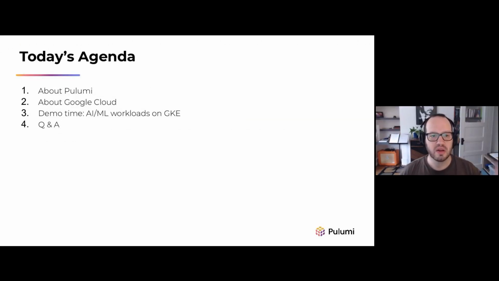Okay, so today's agenda, here's what you can expect. First up, I'm going to show you some slides, going to give you an introduction to Pulumi if you're not familiar. Jay is going to then present some slides about Google Cloud and the stuff that they're working on. Then there's going to be a demo for that. Jay's going to be presenting for AI/ML workloads on GKE. And then as time allows at the end, we will stick around for Q&A.